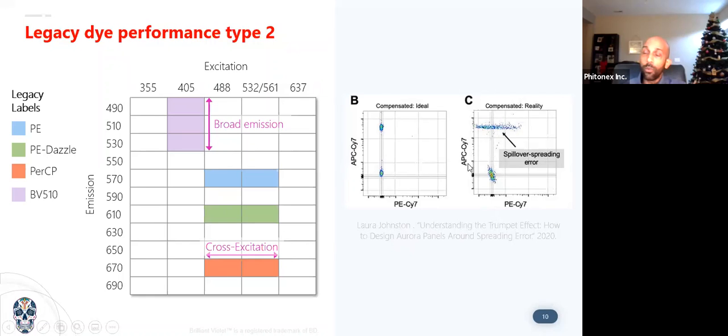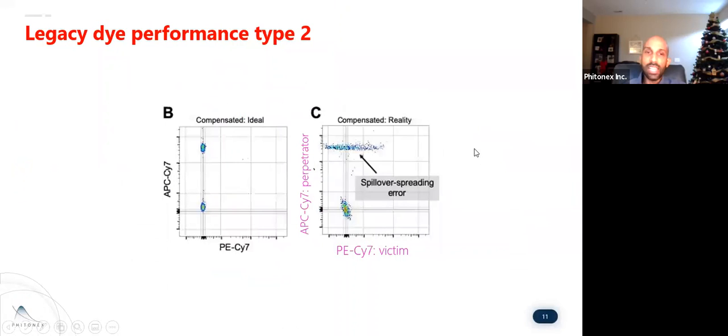However, in reality, whenever we compensate these dyes, we end up with this fishtail or trumpet effect, which is going to be APC-Cy7 spreading into the PE-Cy7 detector. An easy way to think about that is to think about a perpetrator and a victim. In this case, the APC-Cy7 is going to be the perpetrator that's spilling over and spreading into the PE-Cy7 where it's not supposed to be. So our PE-Cy7 is being victimized by APC-Cy7.